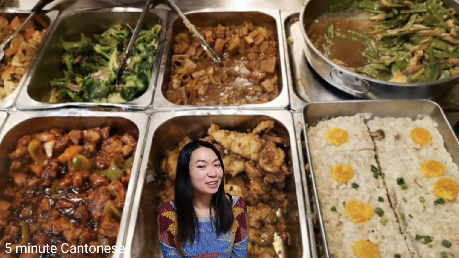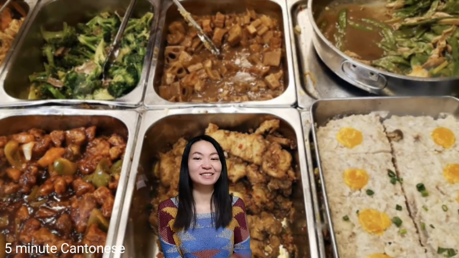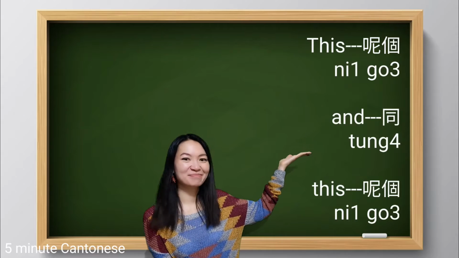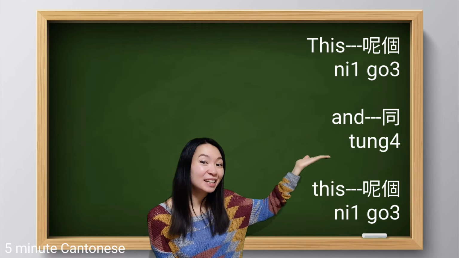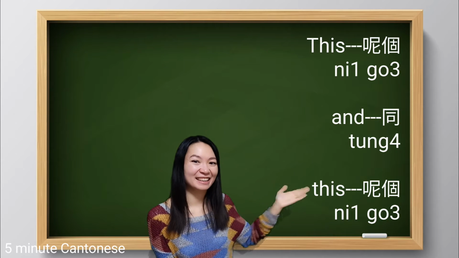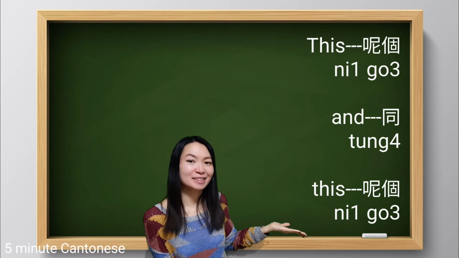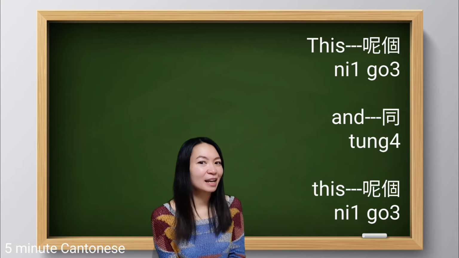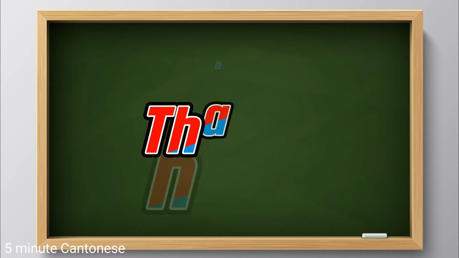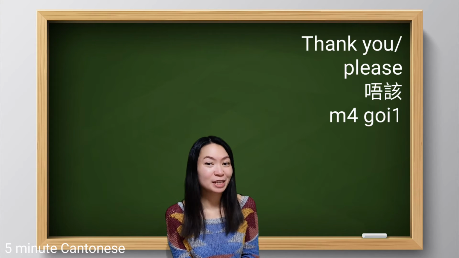Okay, let's order this rice. So, first of all, how to say this and this. This, 呢個, and, 同, again this, 呢個, and then magic words. Please, thank you. 唔該.